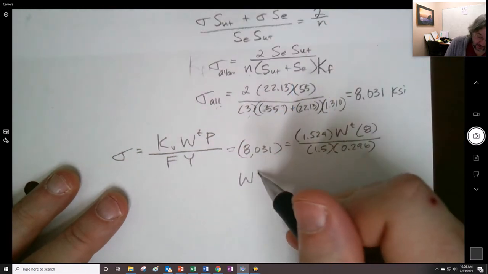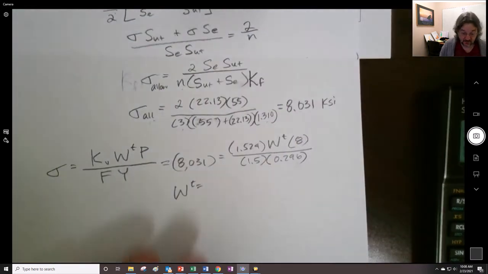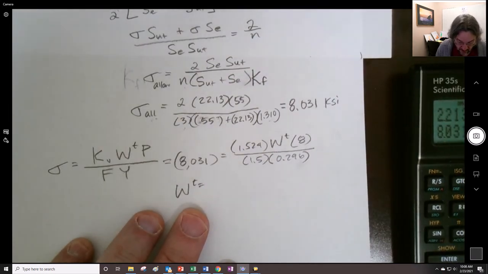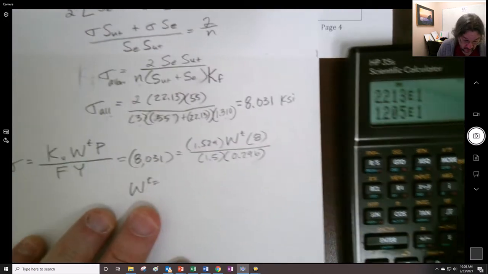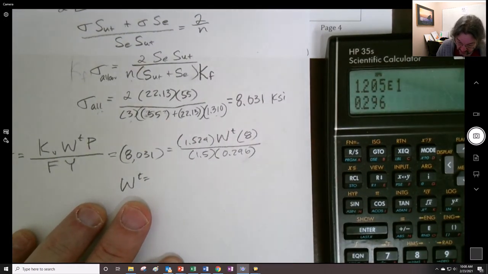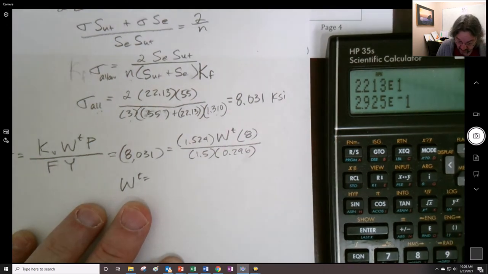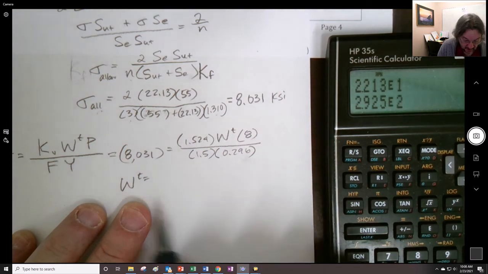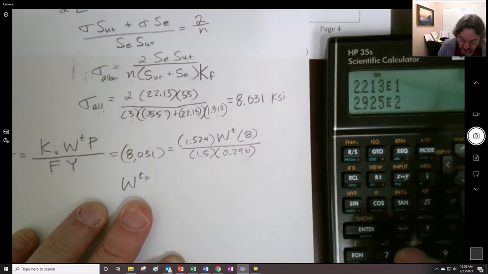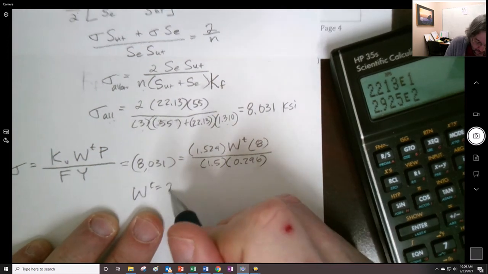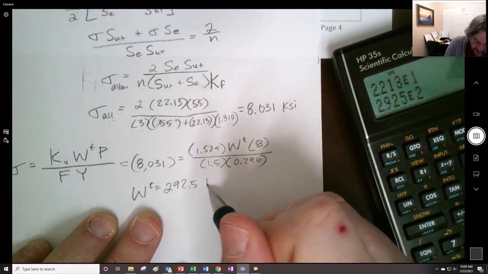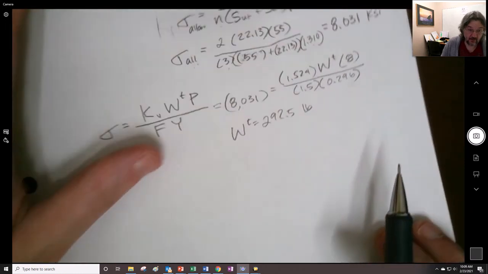So if we want to get our WT from that, and of course my numbers have slightly changed, I'll multiply that by 1.5. Boom. Multiply it by 0.296, boom. I'll divide it by 8 and divide it by 1.524, boom. And, oh, I forgot to multiply it by 1,000. Yeah, because that was in KSI. So I get 292.5 pounds, and I want the power.